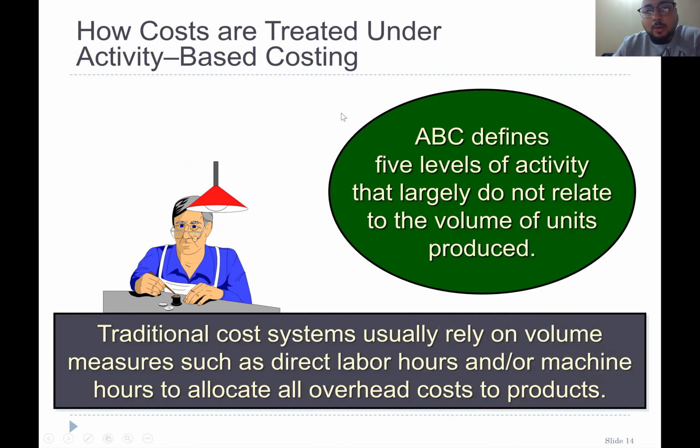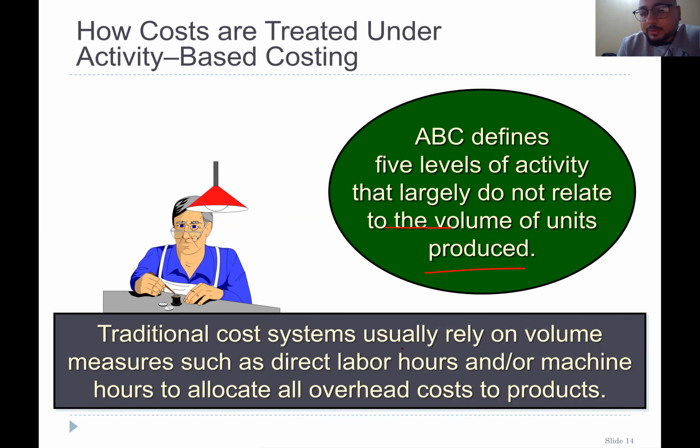Then the question arises: how are costs treated under activity-based costing? How are they different, and how are they similar? ABC defines 5 levels of activities that largely do not relate to the volume of units produced. In traditional costing, everything is related to volume, right? We produce 40,000 units, and the product cost is the sum of direct labor, direct material, and manufacturing overhead. ABC says we produce 40,000 units, but we do not make 40,000 units at once. We categorize this cost into 5 levels of activities. We will talk about them in coming slides.